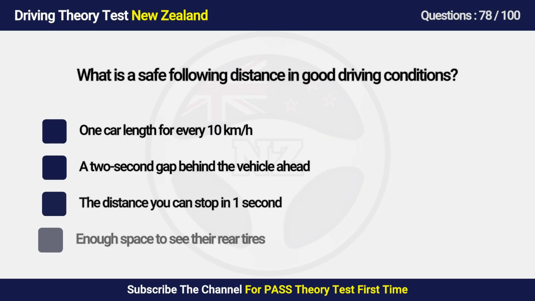Question 78. What is a safe following distance in good driving conditions? A. 1 car length for every 10 km per hour. B. A gap behind the vehicle ahead. C. The distance you can stop in 1 second. D. Enough space to see their rear tires.